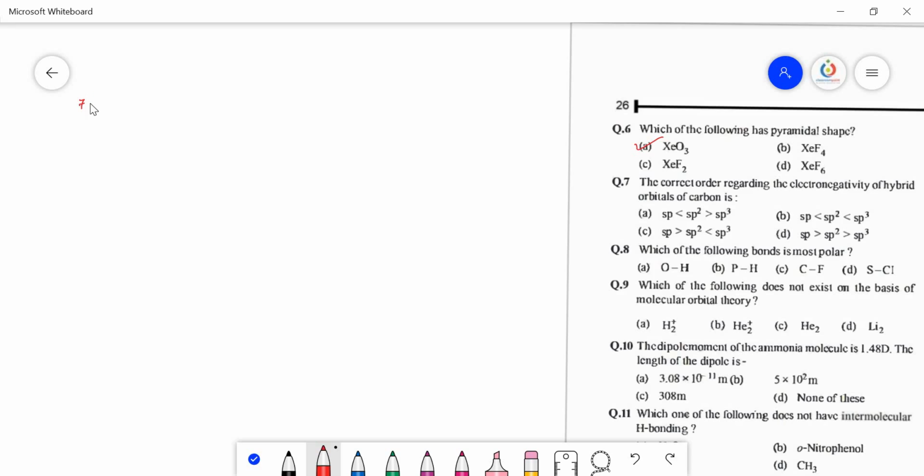Let's solve question number 7 now. The correct order regarding the electronegativity of hybrid orbitals of carbon is: the electronegativity of the orbitals depends on the percentage of s character. So I'll write here: electronegativity of hybrid orbitals is directly proportional to the percentage of s character. So whenever the s character increases, the electronegativity of the hybrid orbitals also increases.